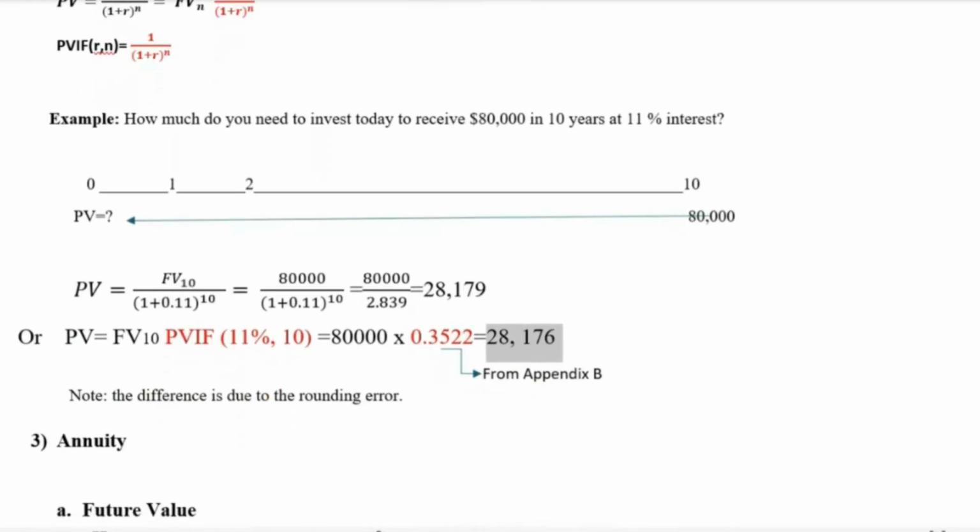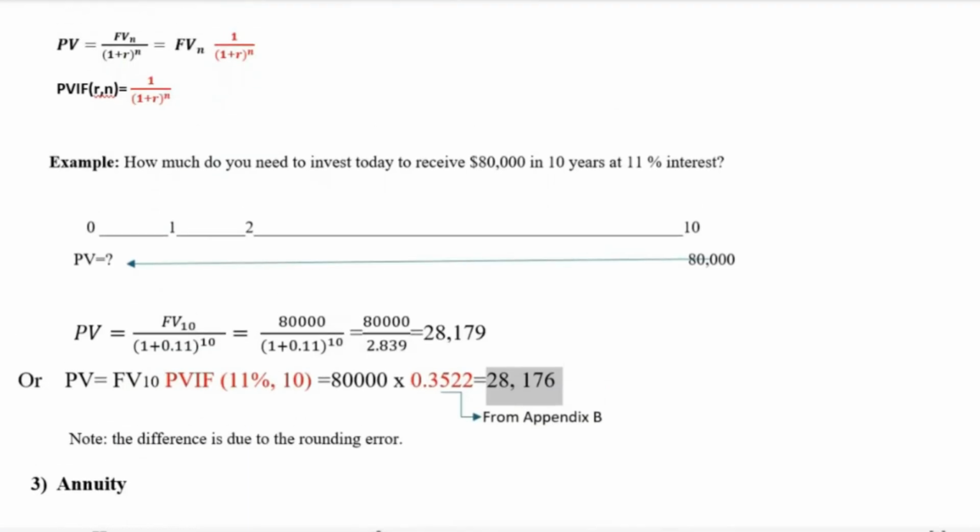Next, I want to introduce a concept, annuity. We actually deal with annuities quite often in real life situations. An annuity is multiple cash flows. They are equal in amount and equal in distance. For example, your car loan payment, $300 every month for the next 5 years, 60 months, is an annuity. Your mortgage payment is an annuity.